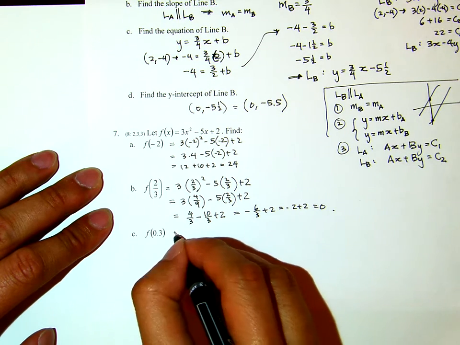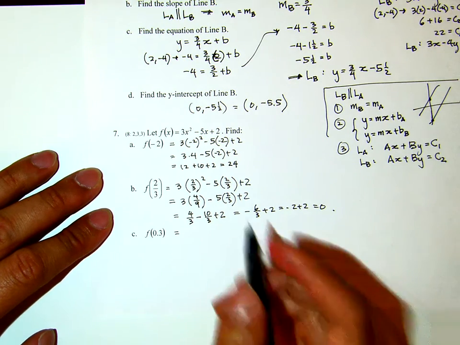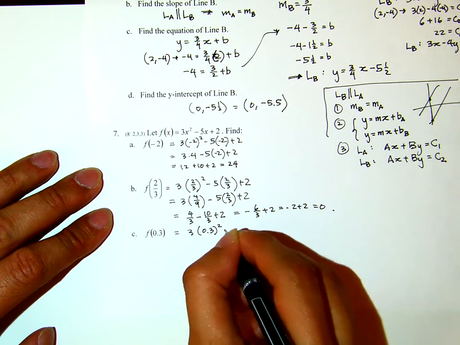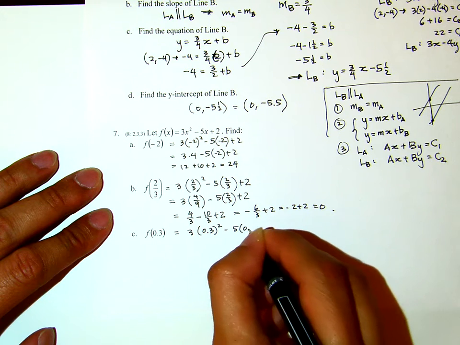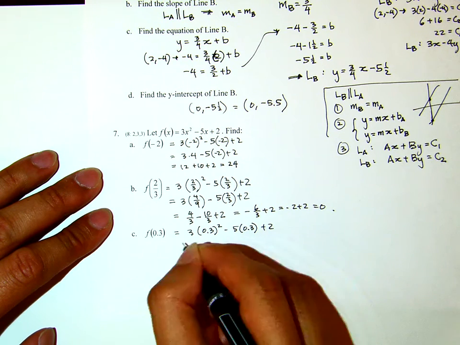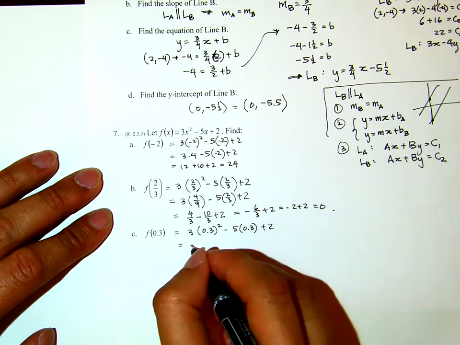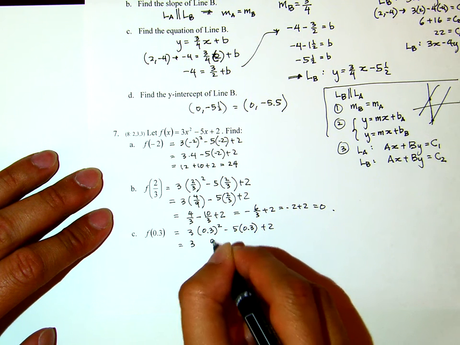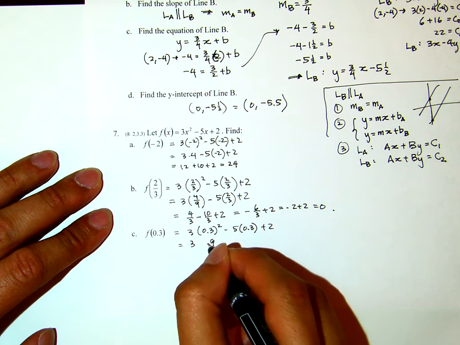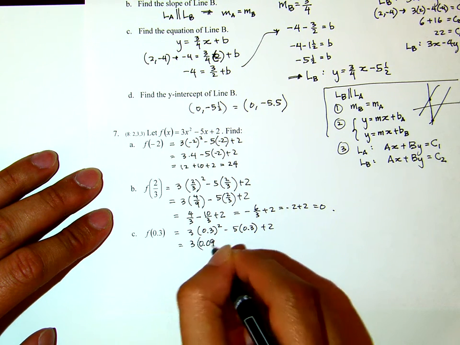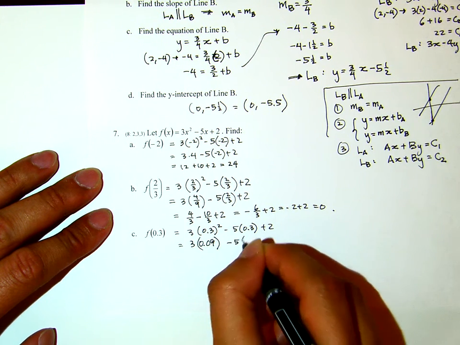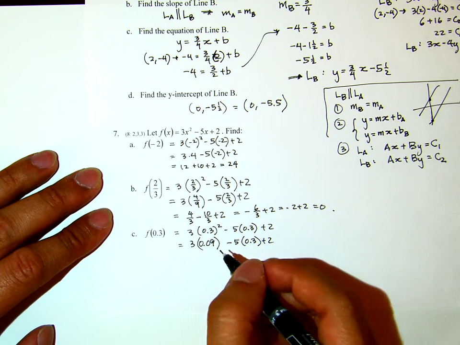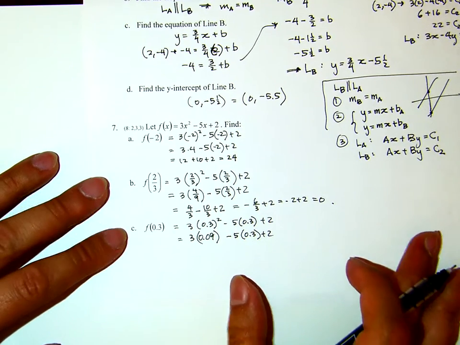Okay, lastly, f(0.3). That's 3 times 0.3 squared minus 5 times 0.3 plus 2. I do the exponent first. 0.3 squared, the way we think is 3 squared is 9, and 1 decimal place being squared is 2 decimal places. Now of course, if you don't believe me, you can do the pancake. You can do it on your scratch paper.